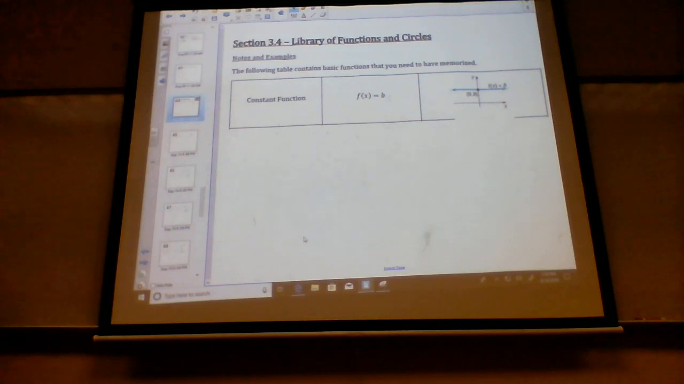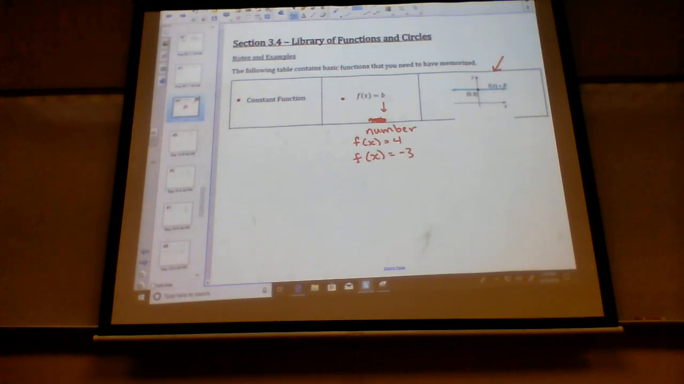So there's all these basic functions that you need to know. You need to know what a constant function looks like. I've listed all of these out in your notes. So a constant function looks like this, f of x equals b. Now b just represents a number. So it could be like f of x equals 4, or f of x equals -3, whatever. It's just f of x equals a number, and it's a horizontal line through that number. So you can see a picture of the graph here.